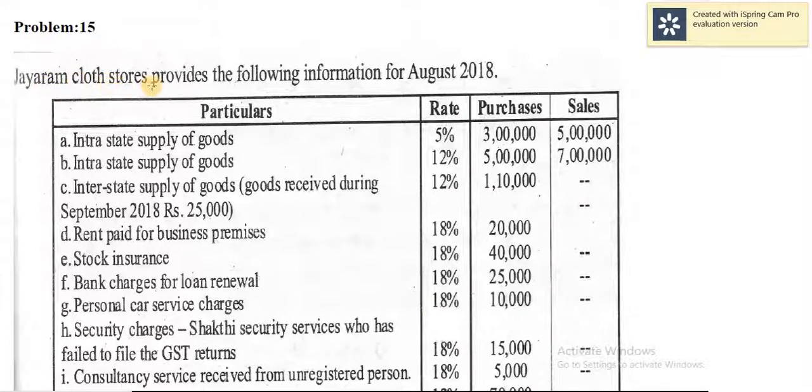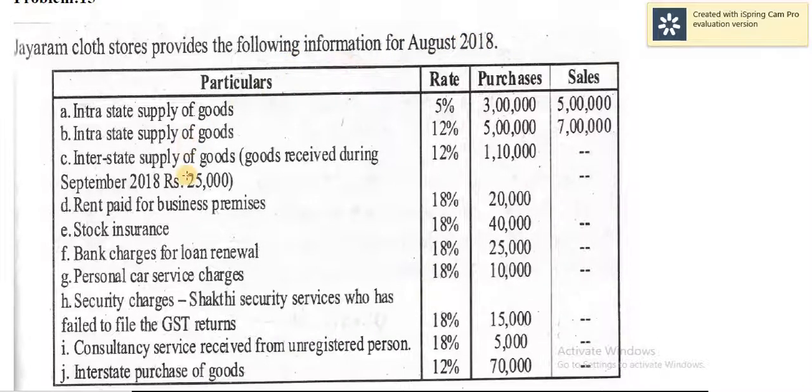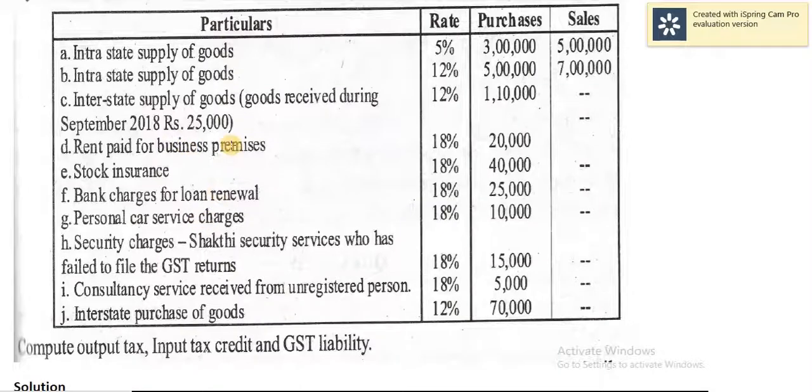Jairam Cloth Stores provides the following information for August 2018. Now let us see the items here one by one. Intra-state supply of goods, that is within the state, so CGST and SGST should be calculated on 5 lakh in order to get output tax, and on 3 lakh in order to get input tax.